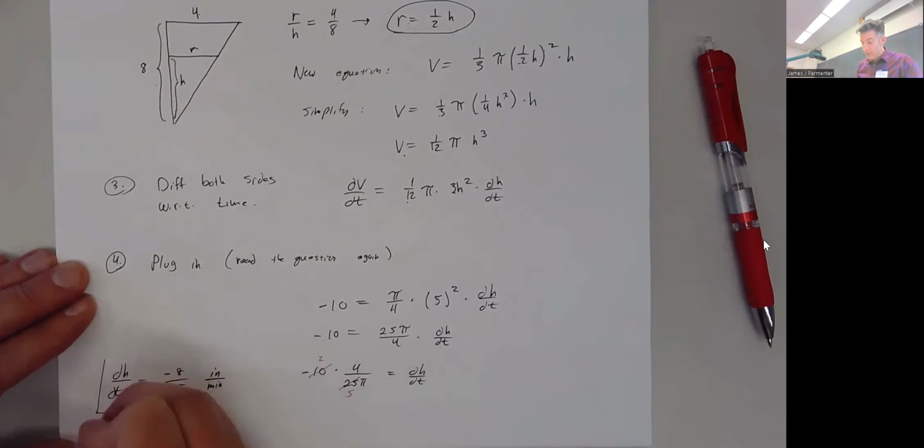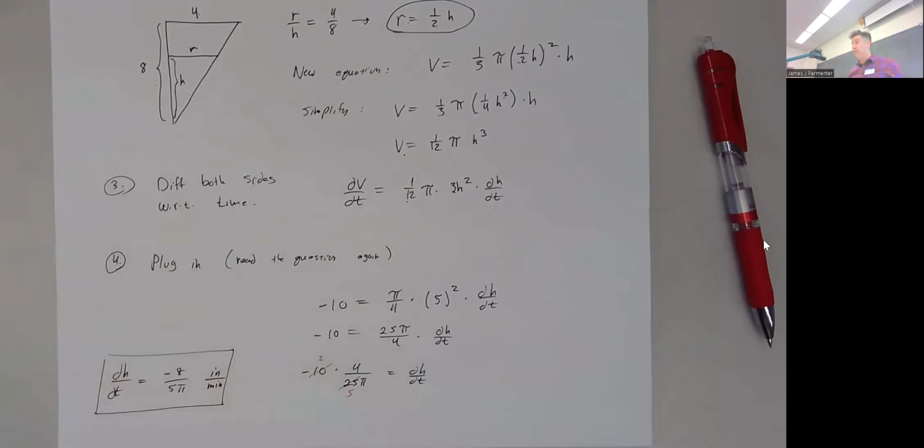And our answer, as we expected it to be, is negative, right? We talked about how the rate of change of the height should be a negative number. We got a negative number. It's good that our expectations were met there.